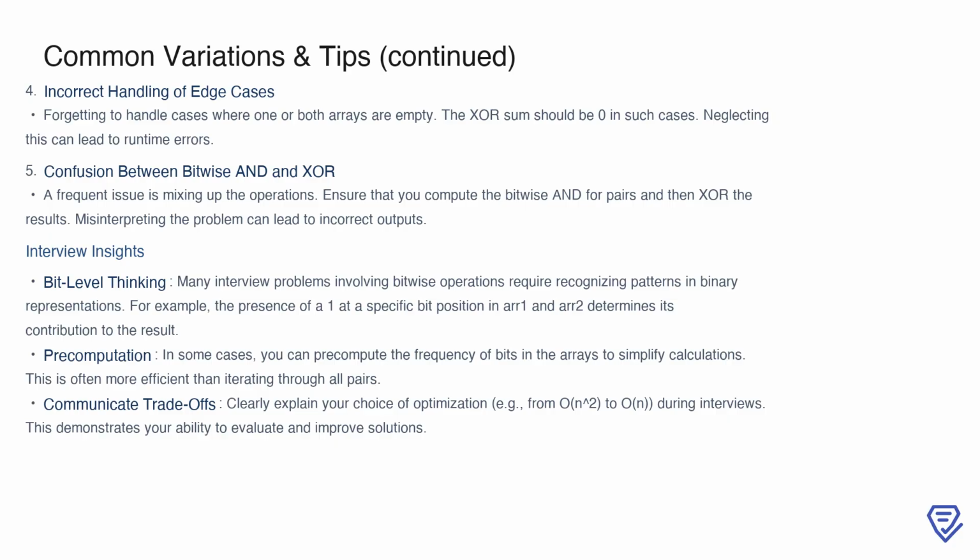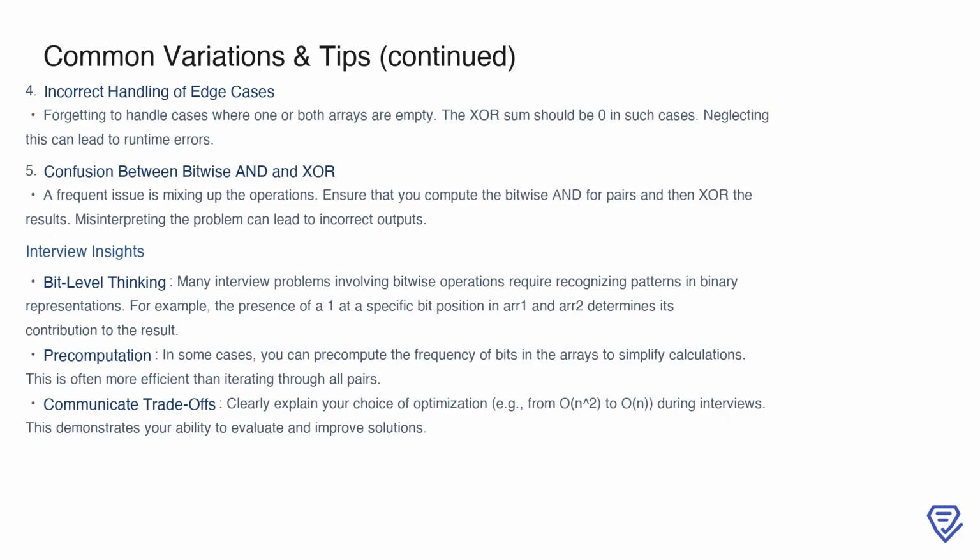Another common issue is confusing the operations of bitwise AND and XOR. It's essential to compute the bitwise AND for each pair of elements first and only then XOR the results together. Mixing up these operations can lead to incorrect outputs and a fundamental misunderstanding of the problem requirements.